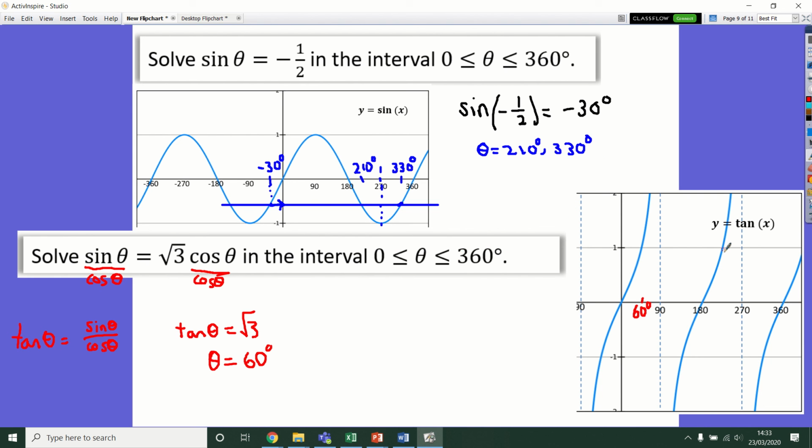All I need is all the other corresponding values on this chunk of the graph from 0 to 360. So it looks as if the only other solution is going to be somewhere over here on the next part of the graph, which I can get by adding 180 degrees. So that's going to be 240 degrees. And by the looks of it, those are the only two solutions that give me positive root 3. So those are my two solutions in that range. So I can add it to my solutions there. And that one's finished.